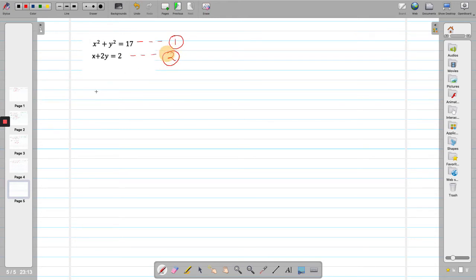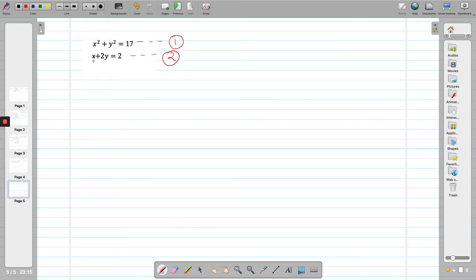Okay, so you can see that the first equation is quadratic because of x squared and y squared, but in the second equation there is no power, so the second equation is linear. Okay, the second equation is linear. So we're going to say that we can write from equation 2. What can we write from equation 2?